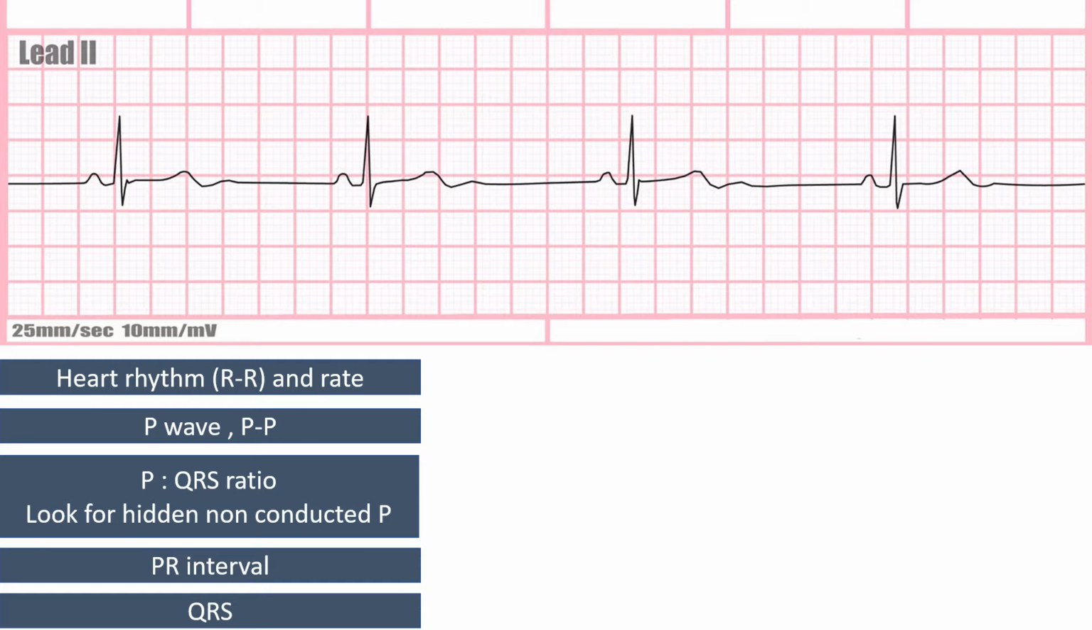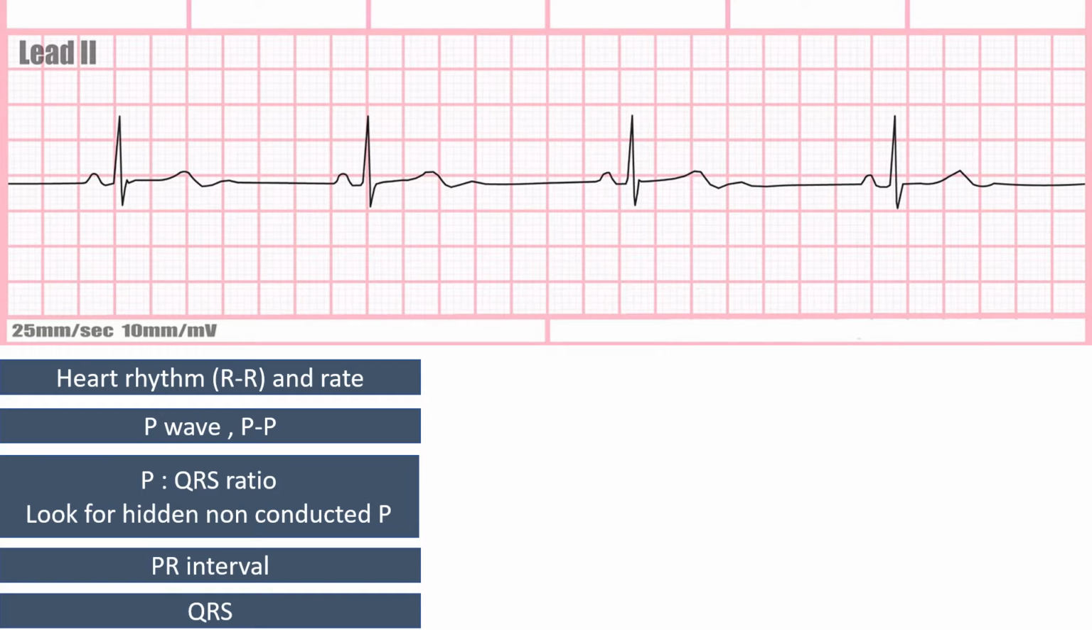The items we have to comment on when approaching any ECG for rhythm assessment are heart rhythm, which is the R to R interval, the heart rate, the P wave and P to P interval, P to QRS ratio, PR interval, and the QRS complex, and we essentially have to look for any hidden non-conducted P waves.